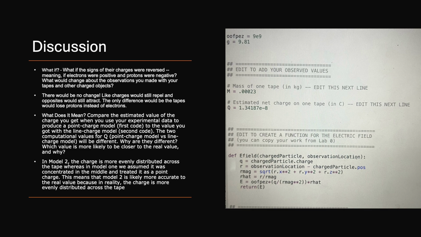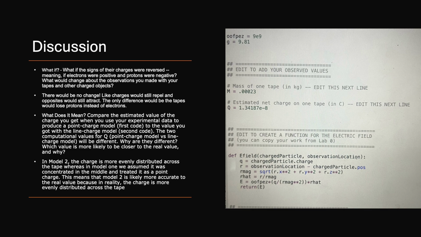And then for the what does it mean question, it asks to compare the estimated value of the charge you get when you use your experimental data, which was the GlowScript model on the last slide, that produces a point charge model, and then the value you get with the line charge model, which is the piece of code that I've included on the right as part of it, the second code, and the two computational values for Q. So the point charge model versus the line charge model, they're different. And why are they different, and which value is likely to be closer to the real value, and why?